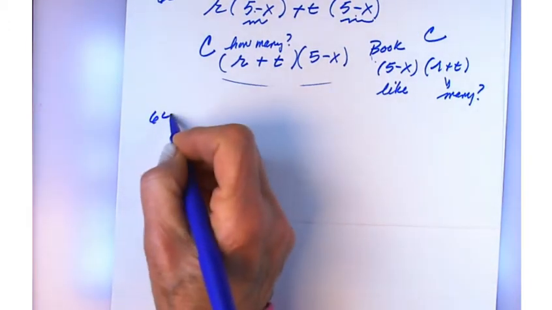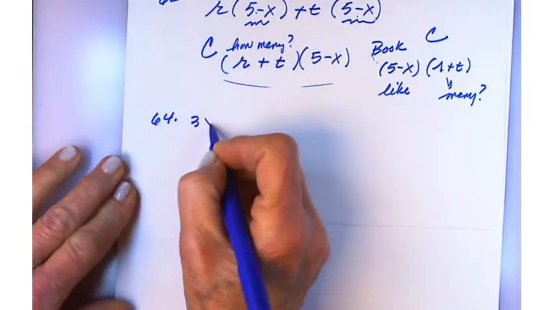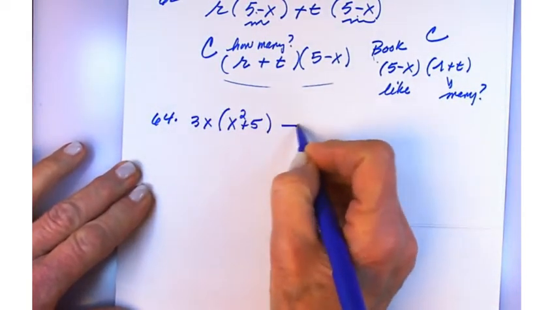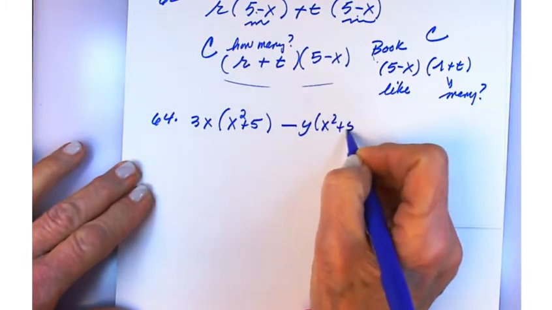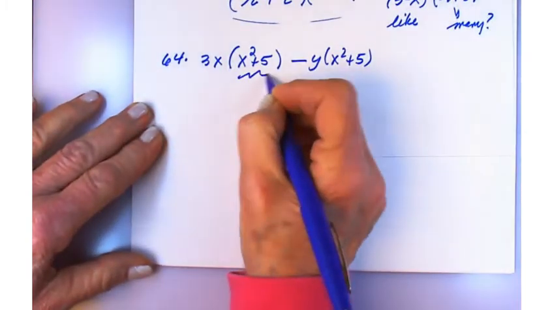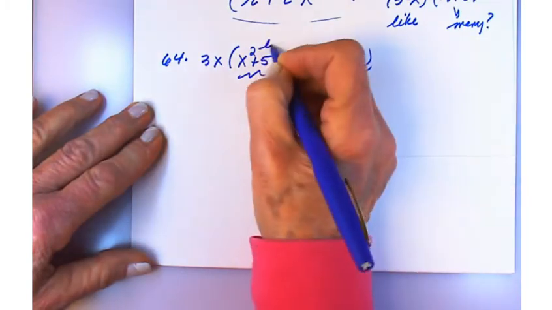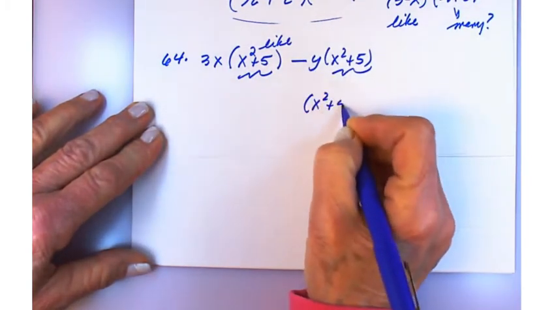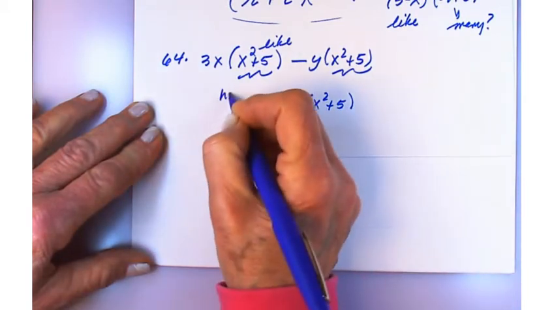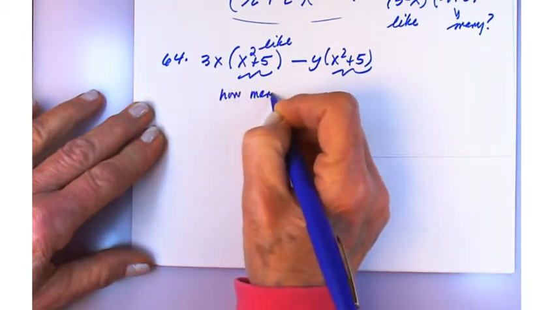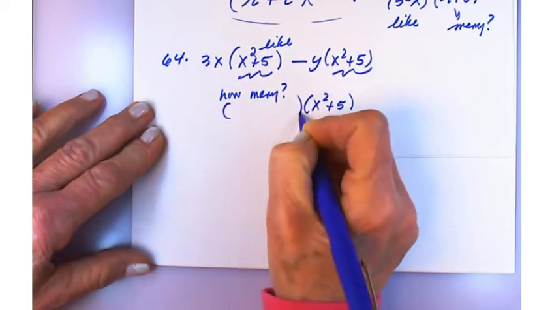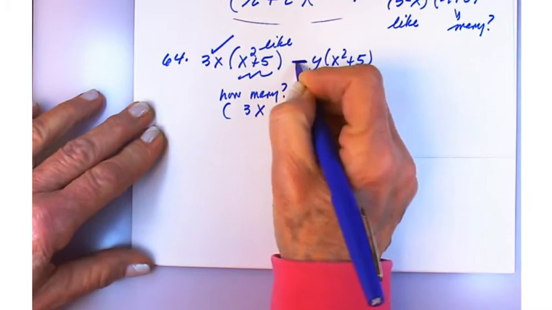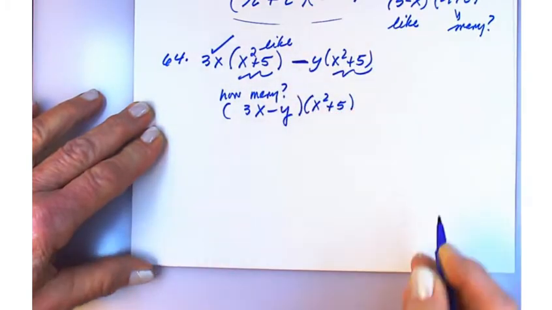64, I have 3x (x squared plus 5) minus y (x squared plus 5). So yes, I have a like quantity. I'm going to write down my like quantity. I need to know how many do I have. I have 3x here. I need the sign, minus y of them here.